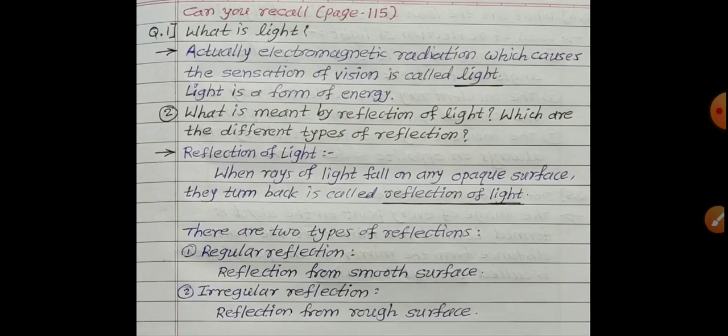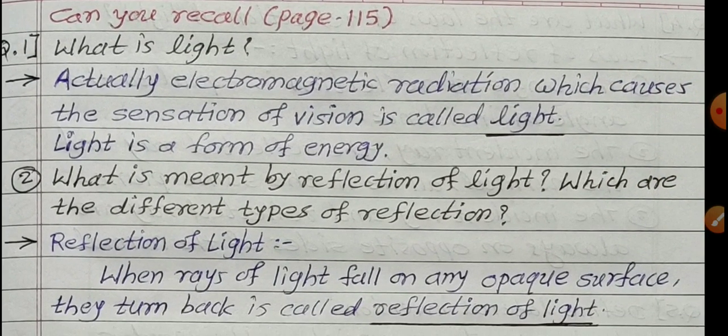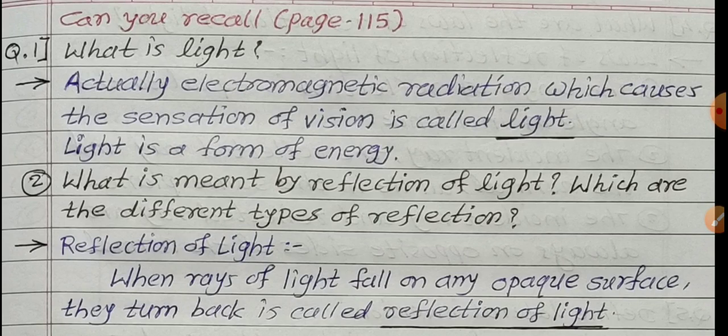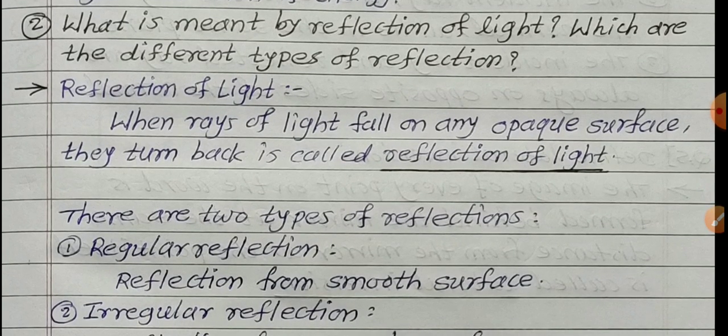See there. First one, what is light? Actually, electromagnetic radiation which causes the sensation of vision is called light, and light is a form of energy. What is meant by reflection of light and which are the different types of reflection? That is the second question given. So first answer, reflection of light.